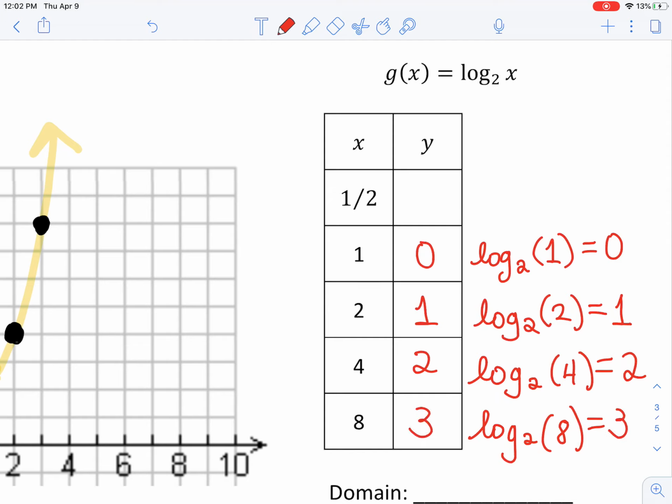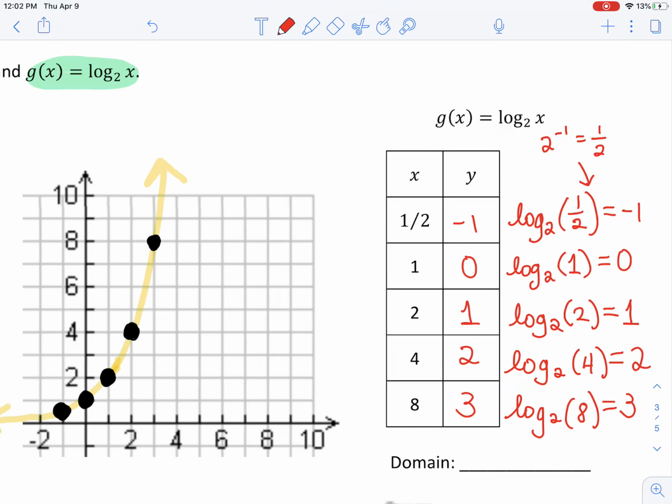Next one, log base 2 of 8 equals. 2 to the third power is 8, so we know that's true there. Now, the last one that I skipped. What is log base 2 of 1/2? What do you have to raise 2 to so that we get 1/2? Well, the answer will be -1. 2 to the negative first power is 1/2. So we know that's going to be -1.